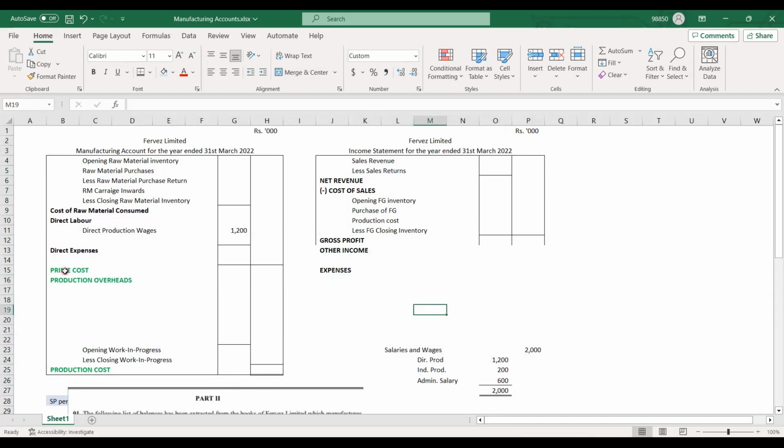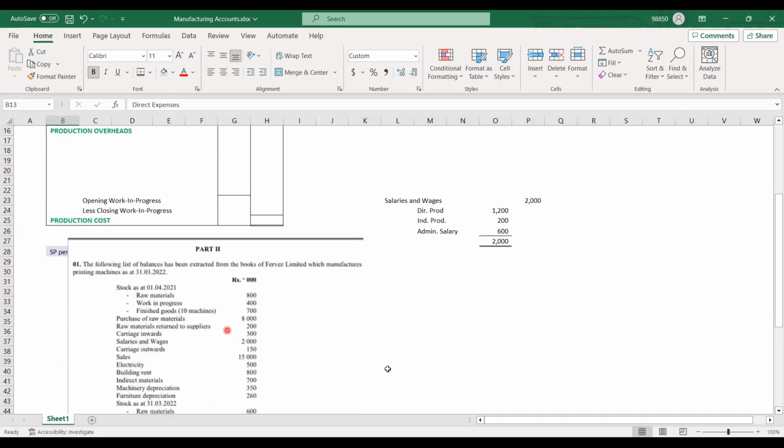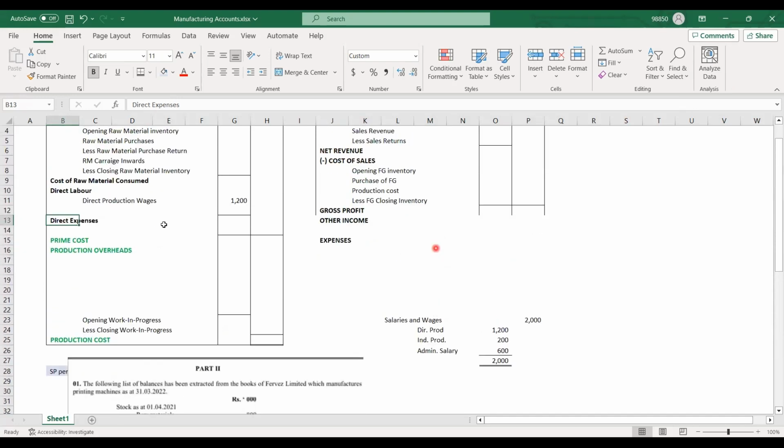Okay, so even here you can look at the equation, right? So production cost, I've marked in green. Production cost is prime cost plus production overhead. So production overhead, you don't have to categorize. You can just write it down. And then you can see prime cost is cost of raw material, direct labor, and direct expenses. So here we have recorded direct production wages, 1,200. Indirect production wages here.